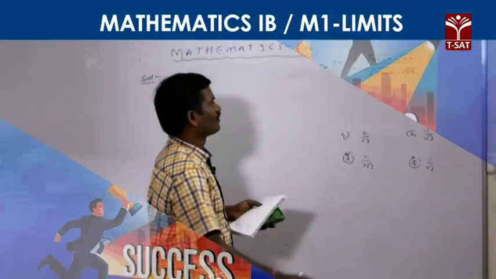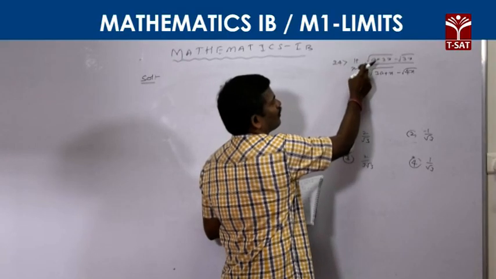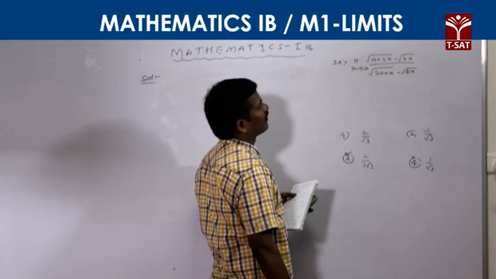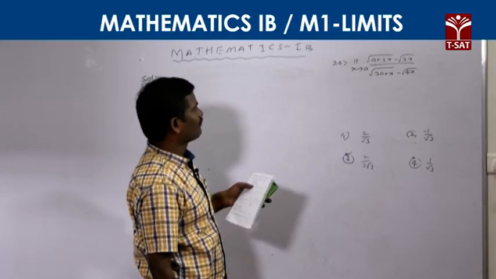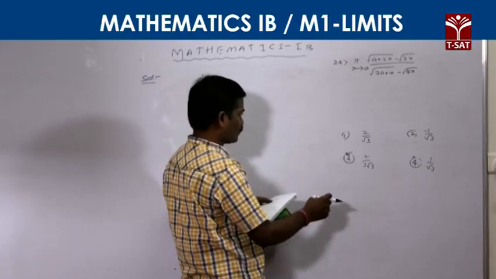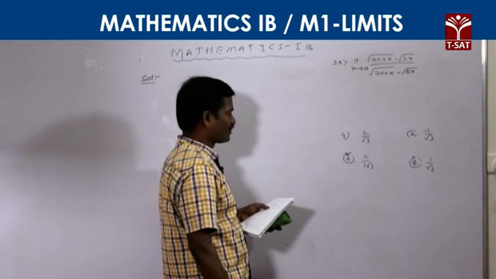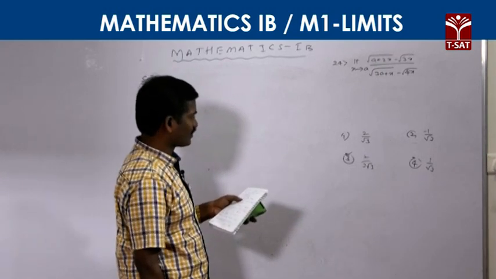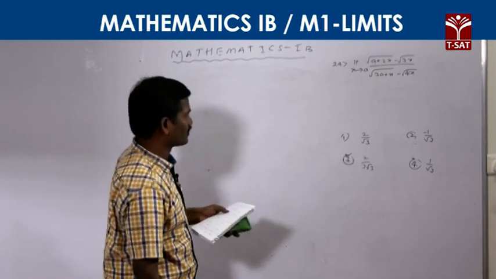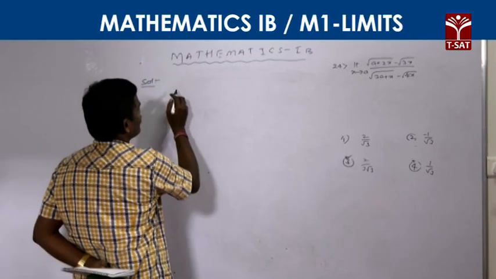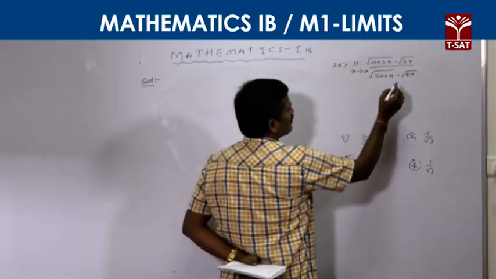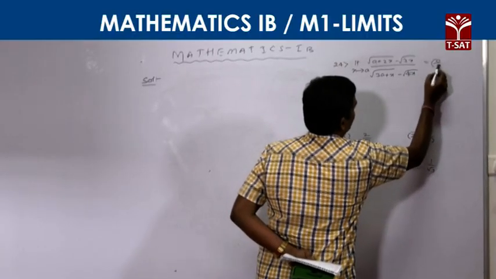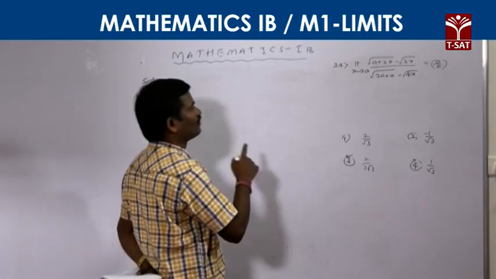Next question, 24th question. Limit x tends to a, (under root of a plus 2x minus under root of 3x) by (under root of 3a plus x minus under root of 4x). Options are 2 by root 3, minus 1 by root 3, third option is 2 by 3 root 3 and fourth option is 1 by root 3. This type of question, if you substitute x equals a, again it is going to form 0 by 0 form. So it is an indeterminate form.